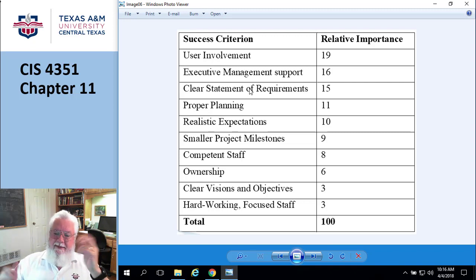Competent staff, yeah. Ownership of the project, and maybe not just the project, but ownership of the processes. I forgot to make someone responsible for a particular task, and so it was going along just fine, and then finally something went wrong, and I went, well, who's supposed to be doing that thing anyway? And nobody raises their hand. You go, well, that's probably why it didn't get done. Clear vision and objectives and hard work and focused staff. That's kind of bullshit. Anyway, bottom line is this is a pretty good list of where you could get risks in a particular project.